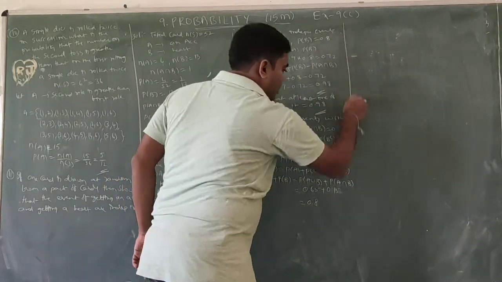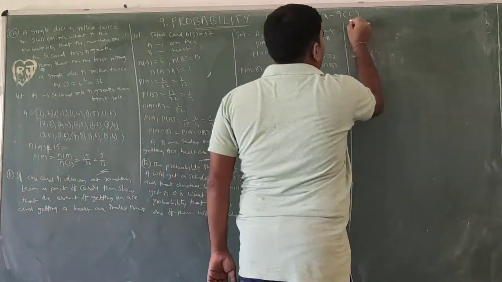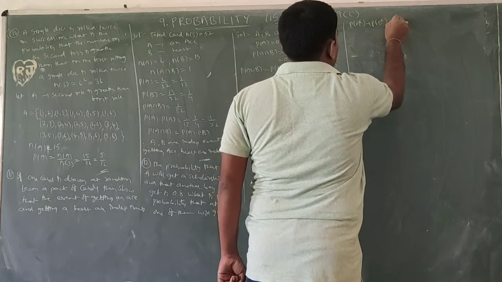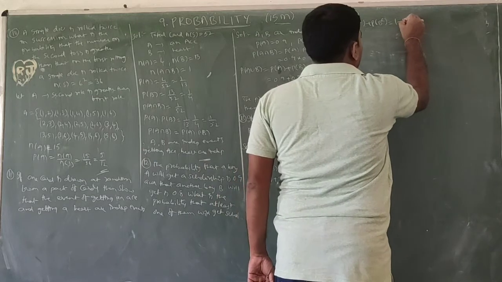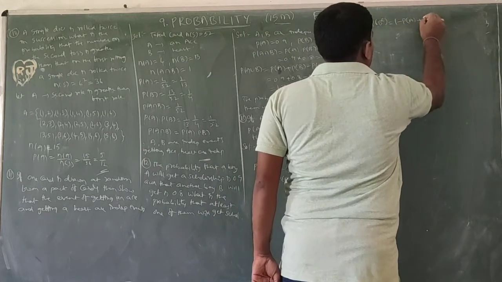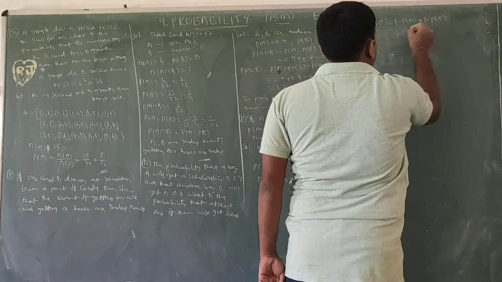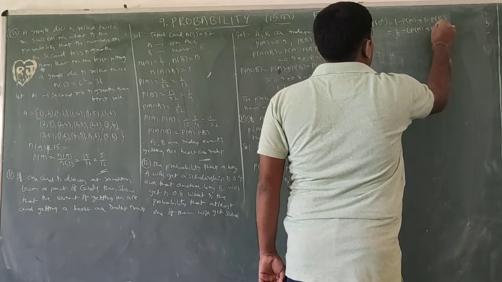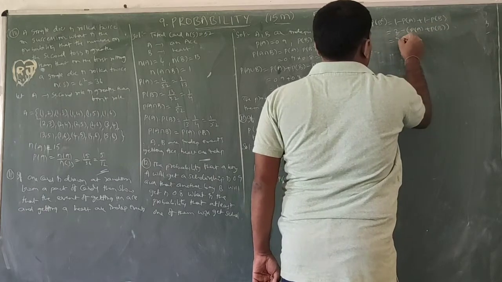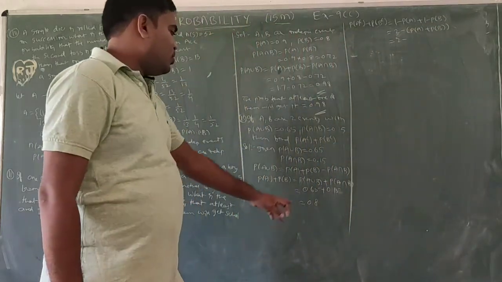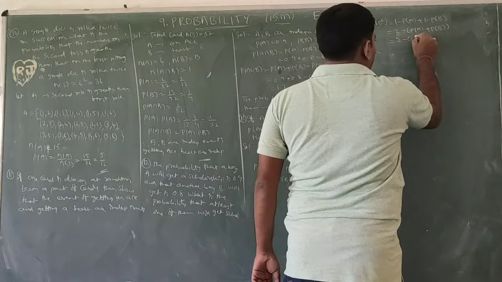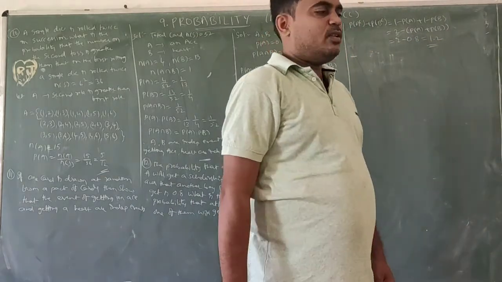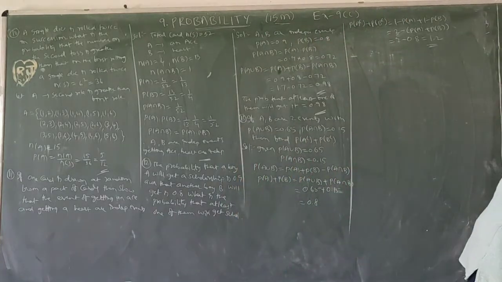Now P of A complement plus P of B complement equal to P of A complement, 1 minus P of A, plus P of B complement, 1 minus P of B. So 1 plus 1, 2 minus P of A plus P of B. 2 minus P of A plus P of B, which is 0.8. 2 minus 0.8 is equal to 1.2. So this is the required solution. Okay, next question.